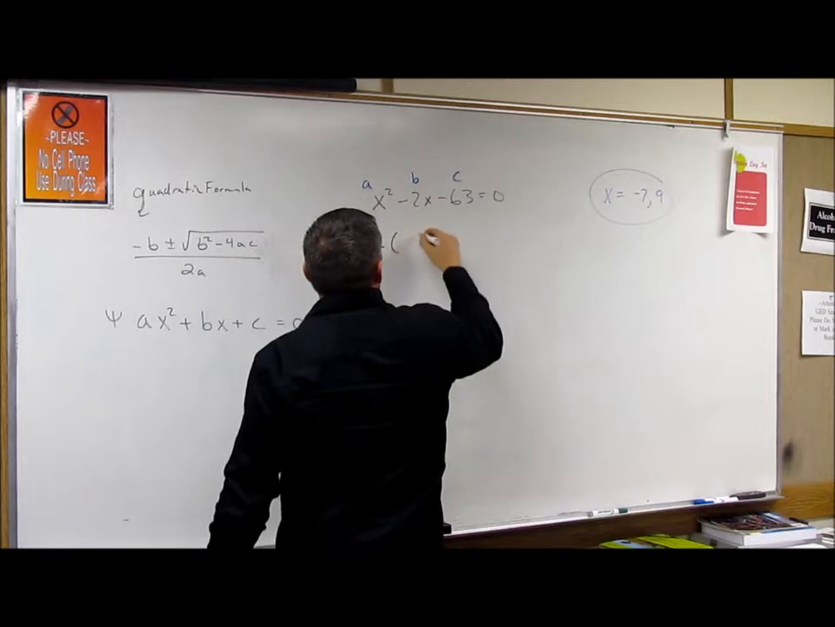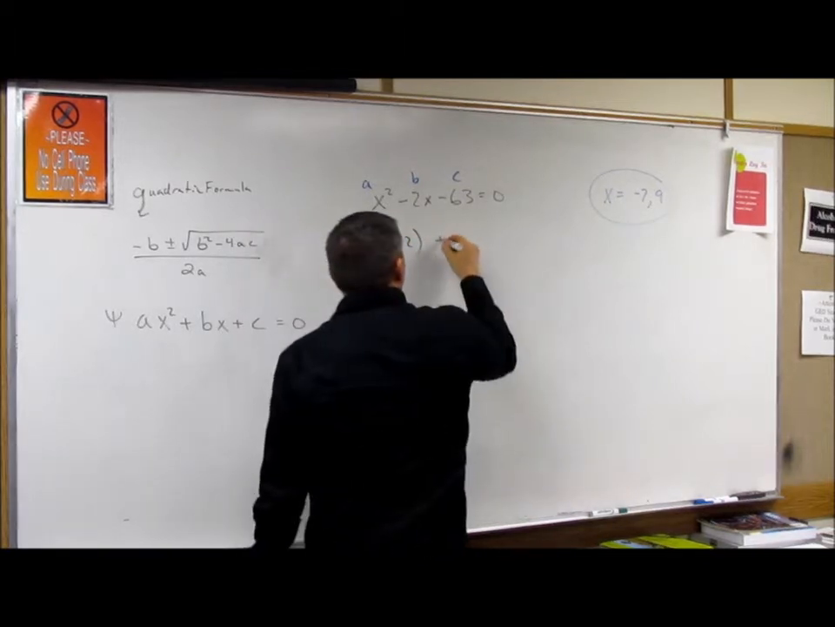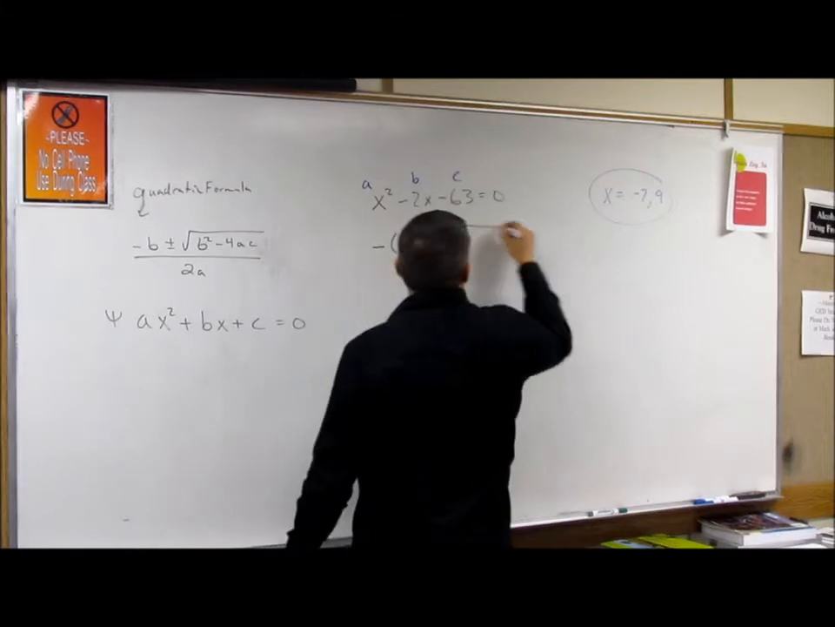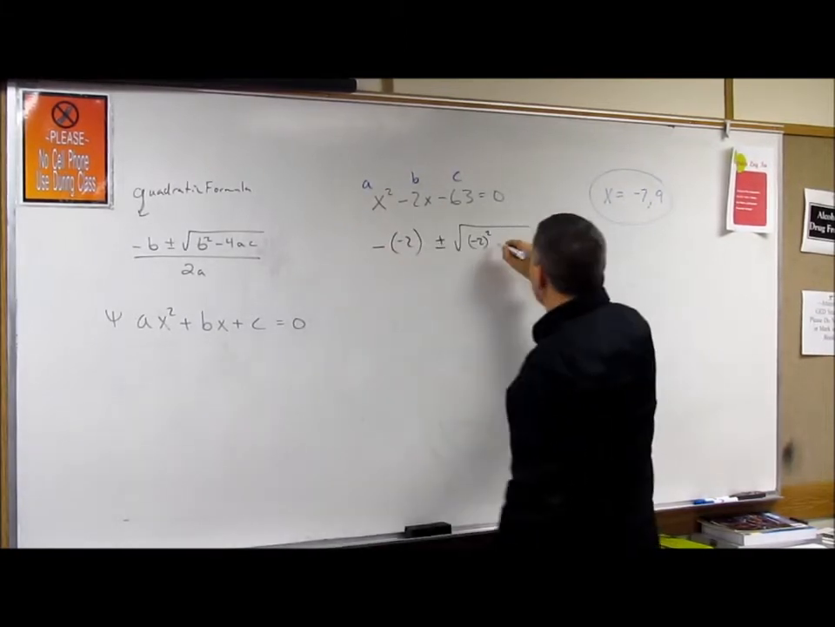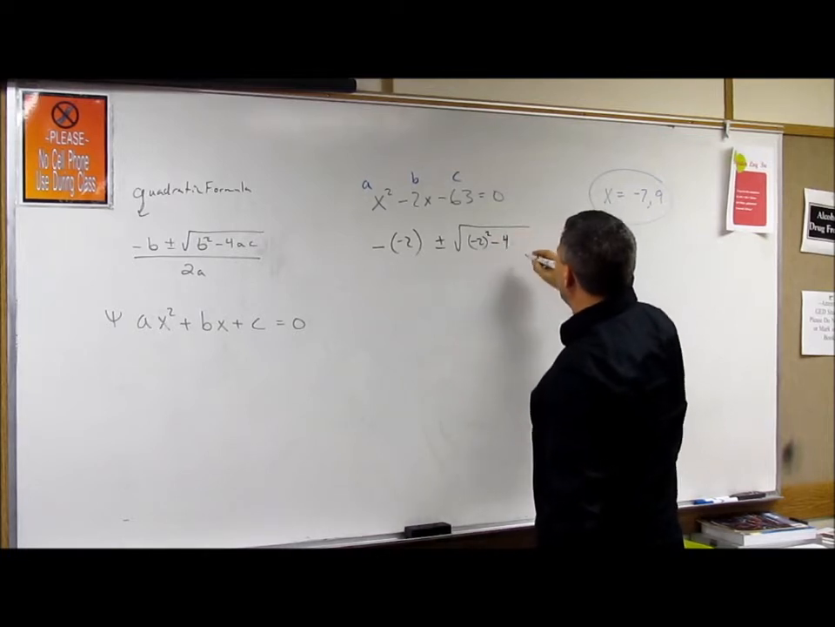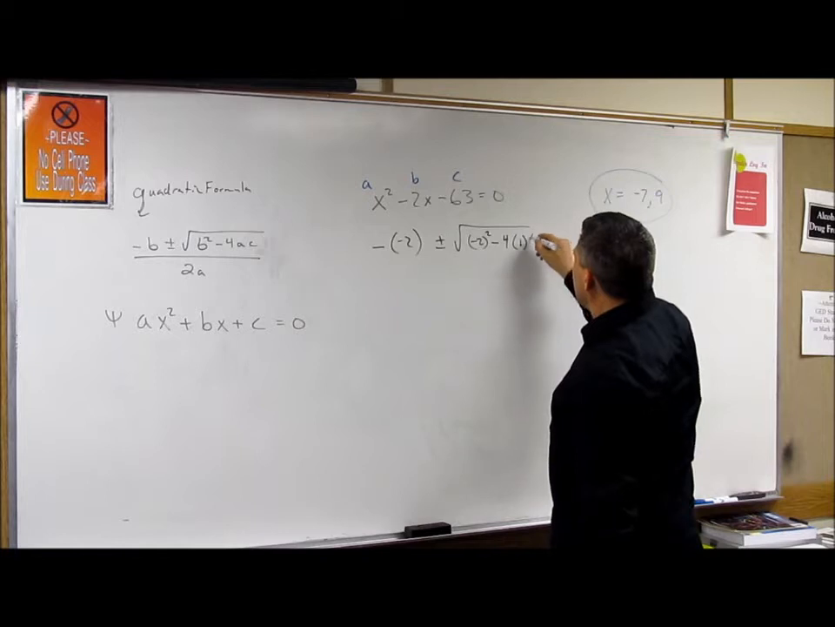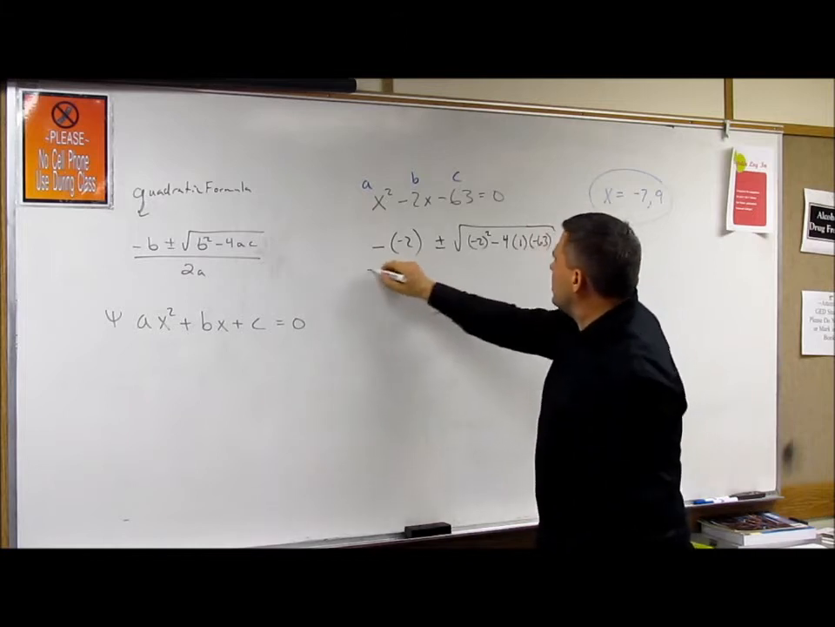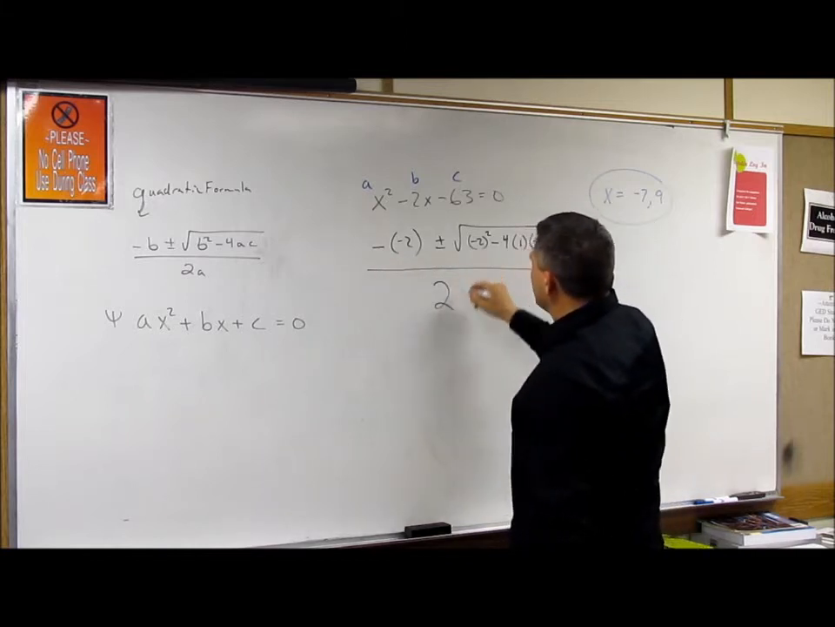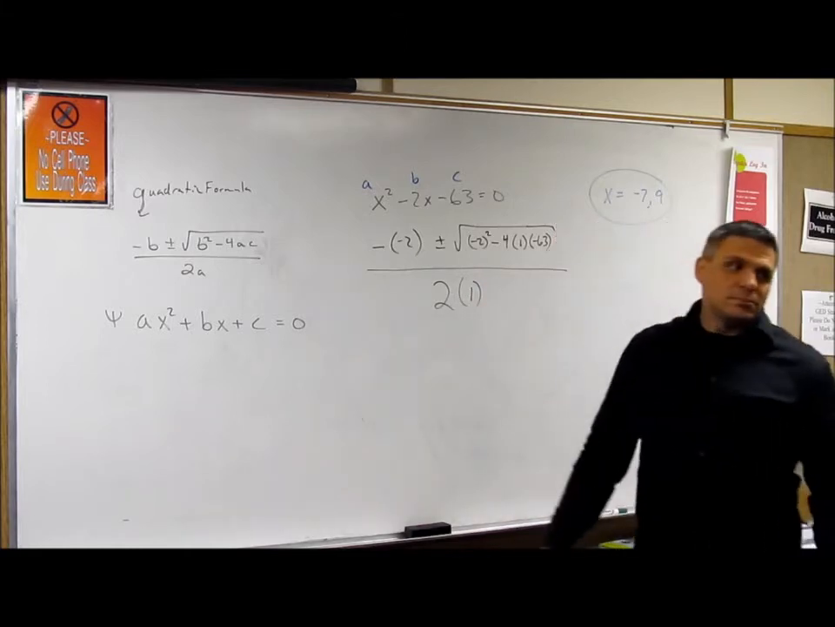Negative b, which is negative 2, plus or minus the square root of b, which is negative 2, squared, minus 4a, which is 1, c, which is negative 63, all over 2 times a, which is 1. Okay?